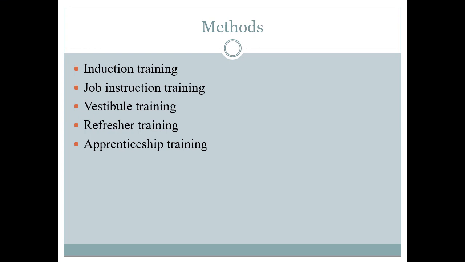Then another training method is vestibule training. See, what is this vestibule training? It is a training on actual work to be done by an employee, but conducted away from the workplace. In this training, trainees learn on the actual and simulated equipment they will be using in the job.